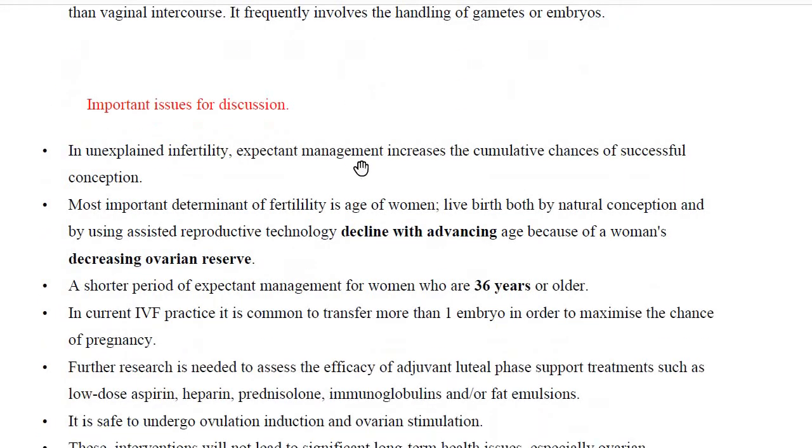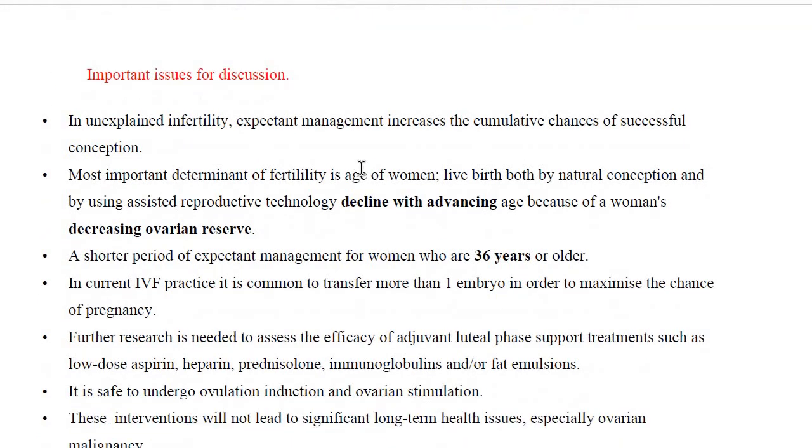There are certain important issues for discussion, like in unexplained infertility, expectant management increases the cumulative chances of successful conception. Most important determinant of fertility is age of women. That is also an SBA. The age of women is the most important determinant of their fertility. Live birth, both by natural conception and by using ART, declines with advancing age because of a woman's decreasing ovarian reserve. A shorter period of expectant management for women who are 36 or older should be adopted.